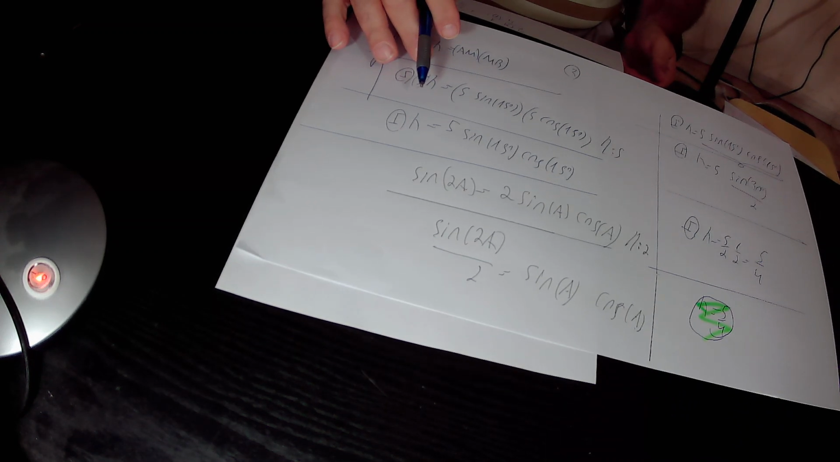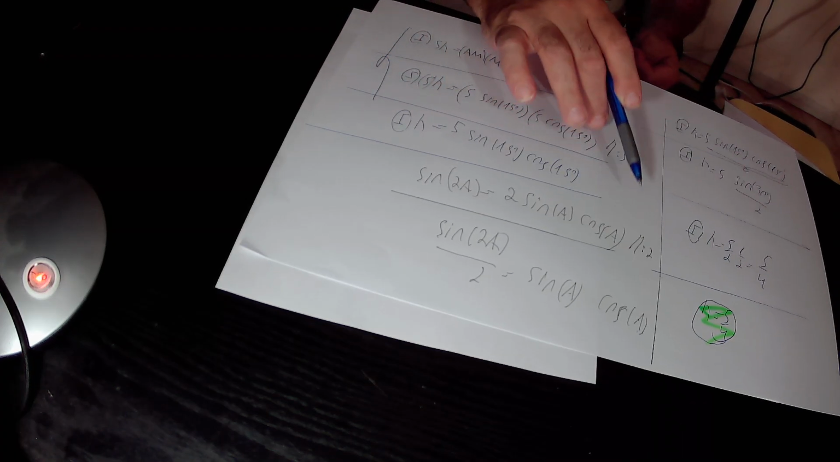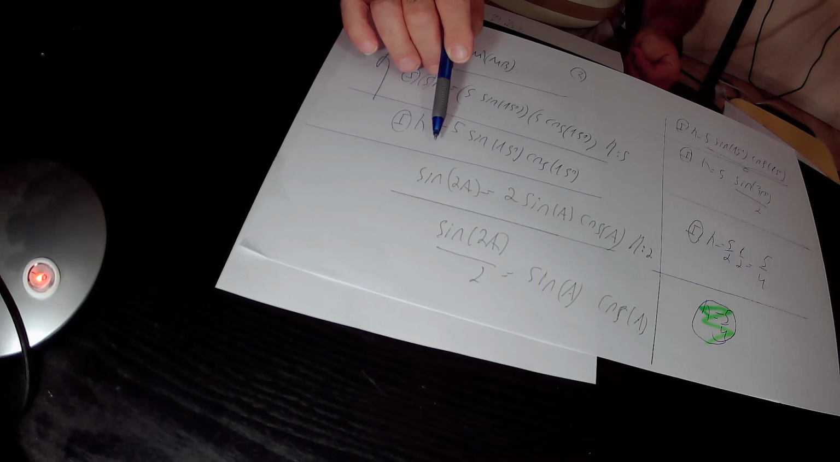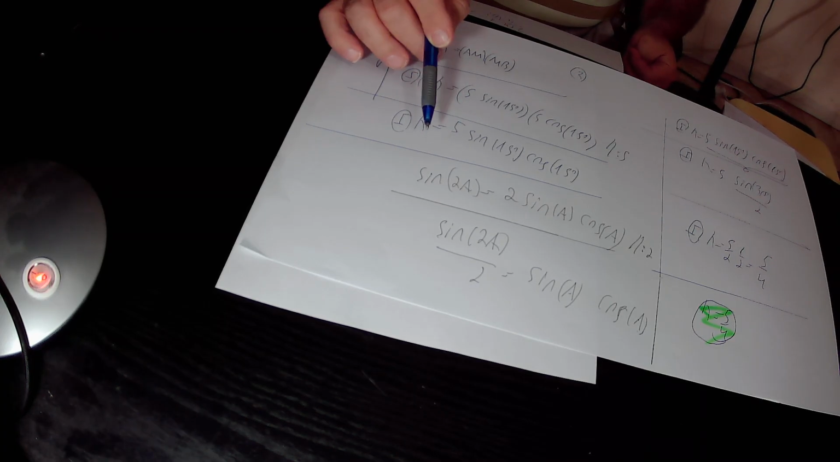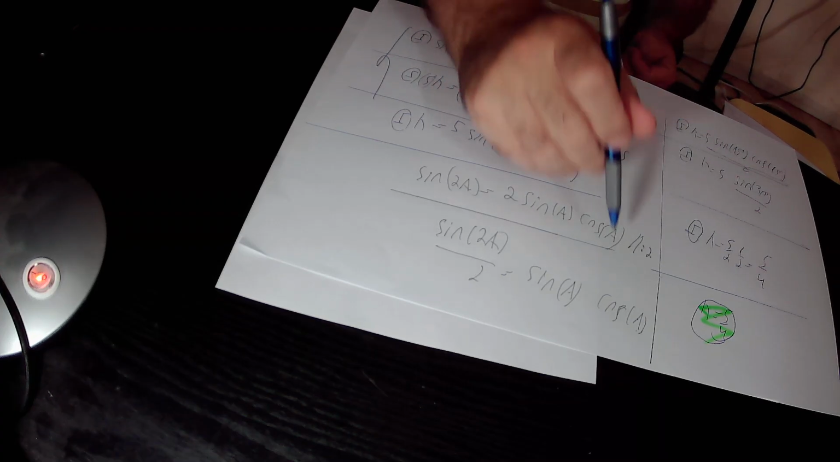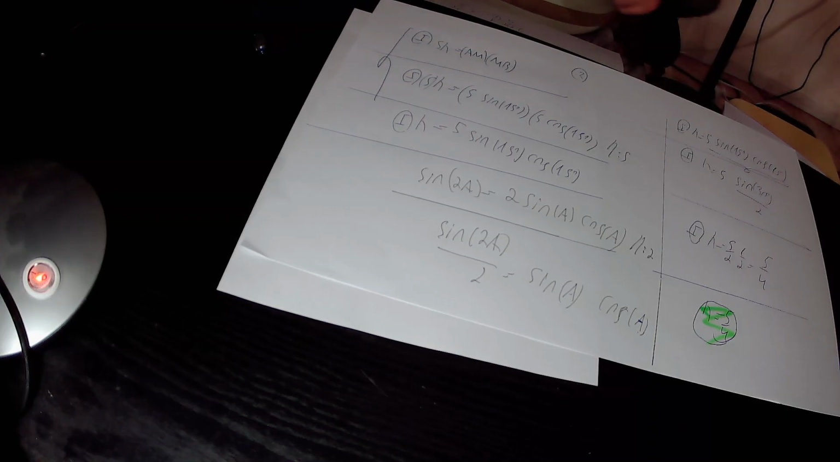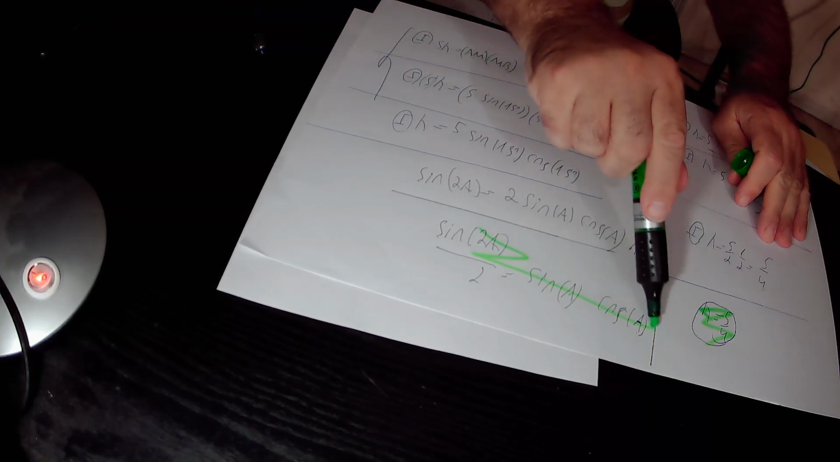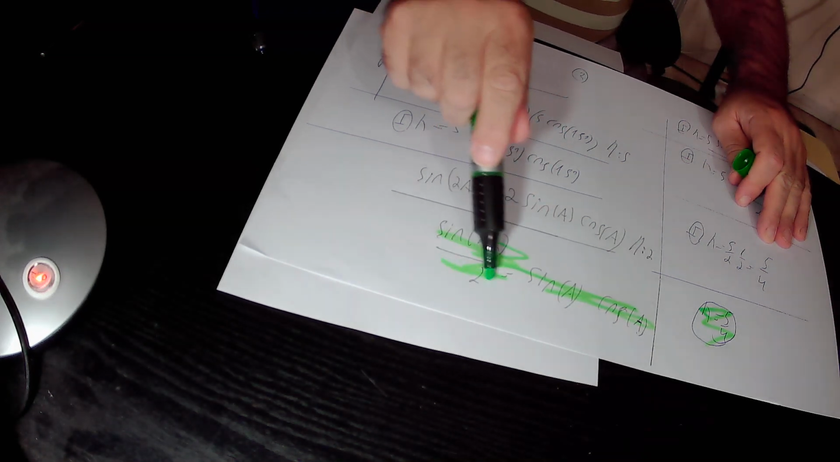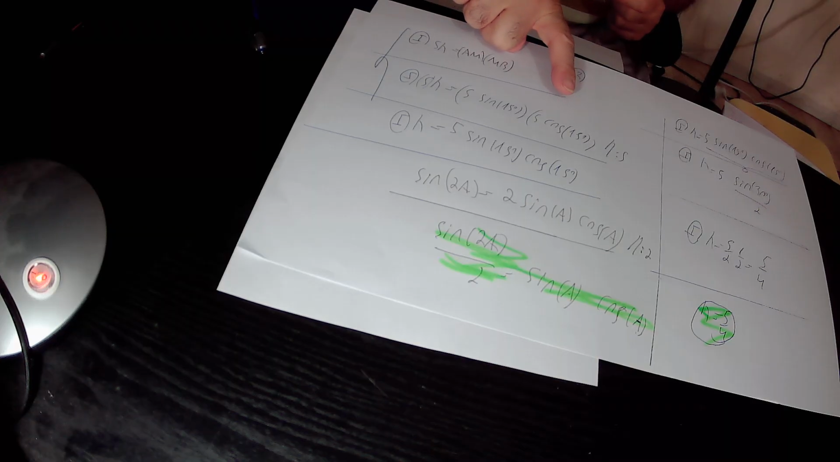We have the trigonometric identity that says that sine 2A equals 2 times sine A times cosine A. We divided this trigonometric identity by 2 and finally found out that sine 2A over 2 equals sine A times cosine A. We use this trigonometric identity in order to find out the value of sine 15 degrees times cosine 15 degrees.